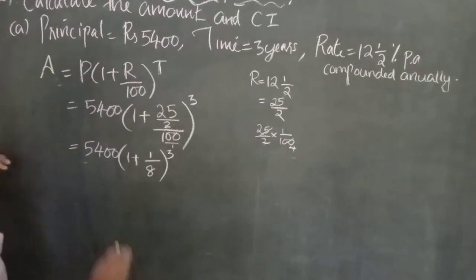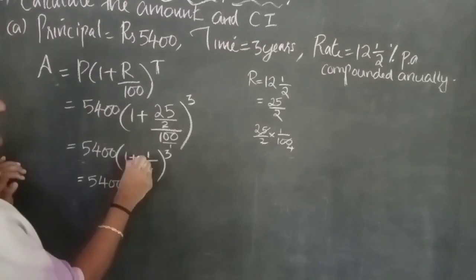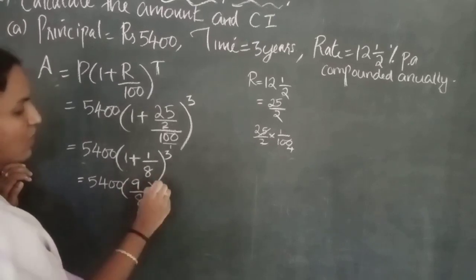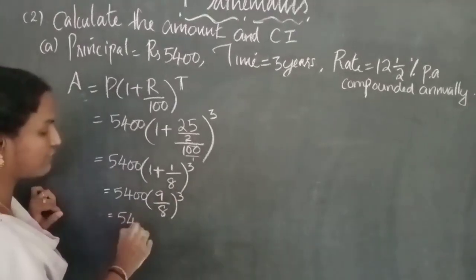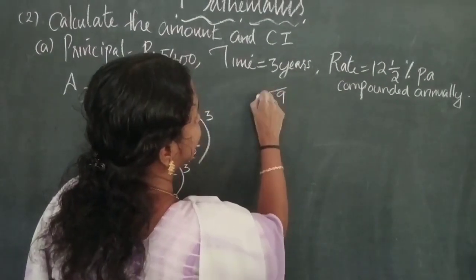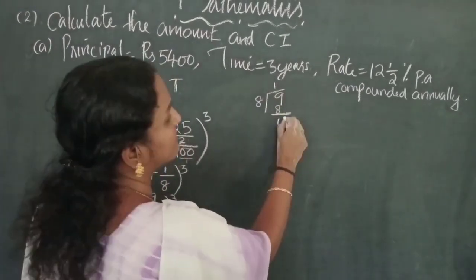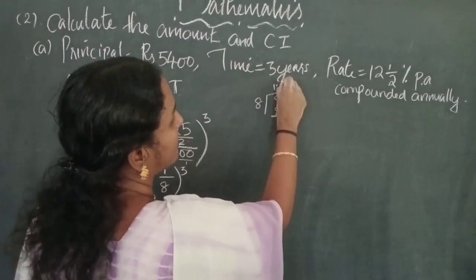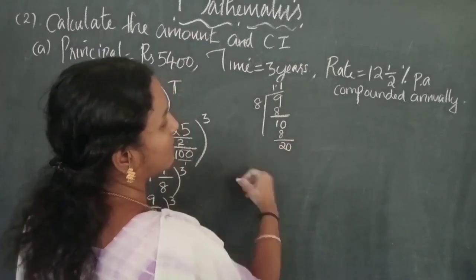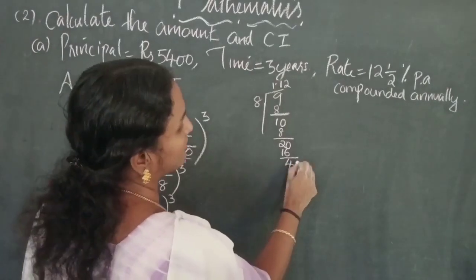(1/8) the whole cube is equal to 5,400 into 1 plus 1 by 8. So 8 plus 1, 9 by 8 the whole cube is equal to 5,400 into 9 by 8. 9 divided by 8: 1 8 is 8, then balance 1. Put 0, then here a decimal point. 1 8 is 8, then balance 2, again 0. 2 8s are 16, then balance 4, put 0.